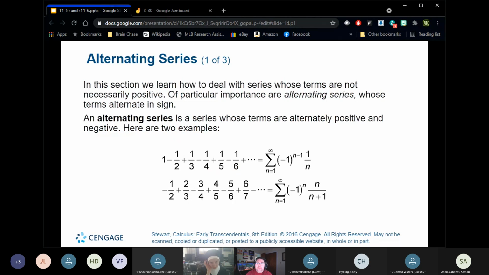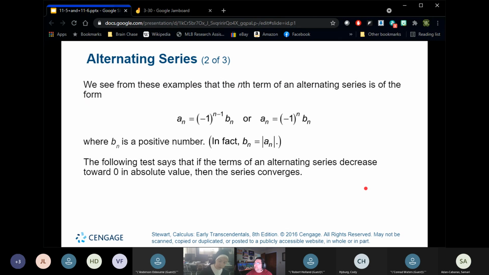For example, cosine does switch back and forth between positive and negative, but since it doesn't do it at every other value, it is not alternating. So alternating has to go positive, negative, or negative, positive. It has to constantly switch back and forth. So we'll see it in those two different ways there.